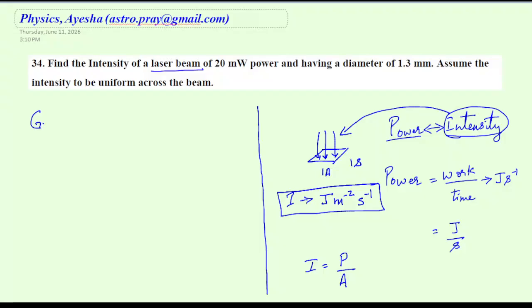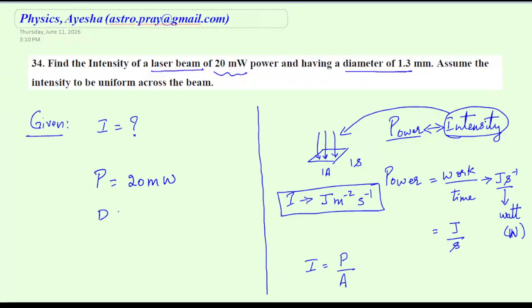Okay, now let's write the given first. What are we supposed to find out? Intensity I. The power is 20 milliwatt. I told you that the unit of power is joules per second, which is also called watt, abbreviated as capital W. So, power equals 20 milliwatt and having a diameter of 1.3, that is D equals 1.3 millimeter.